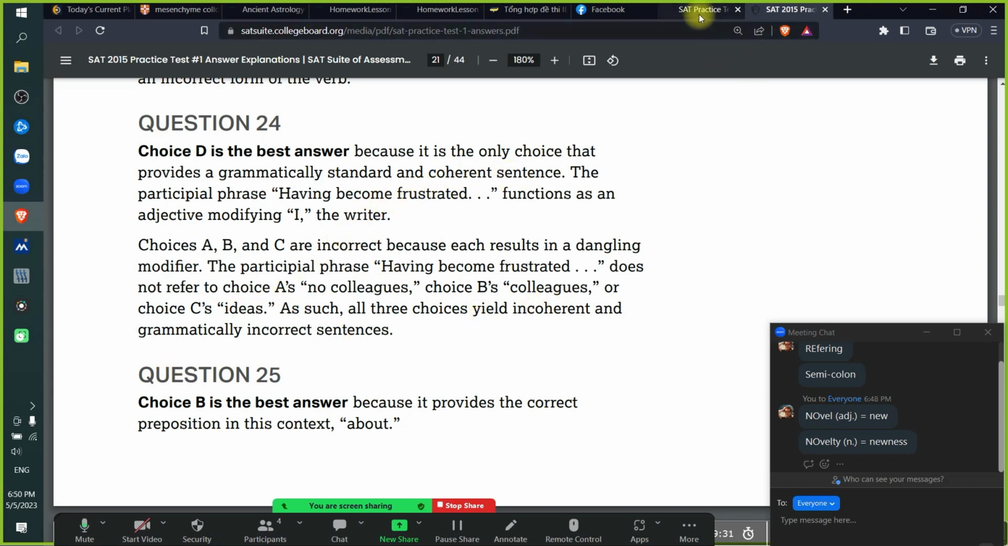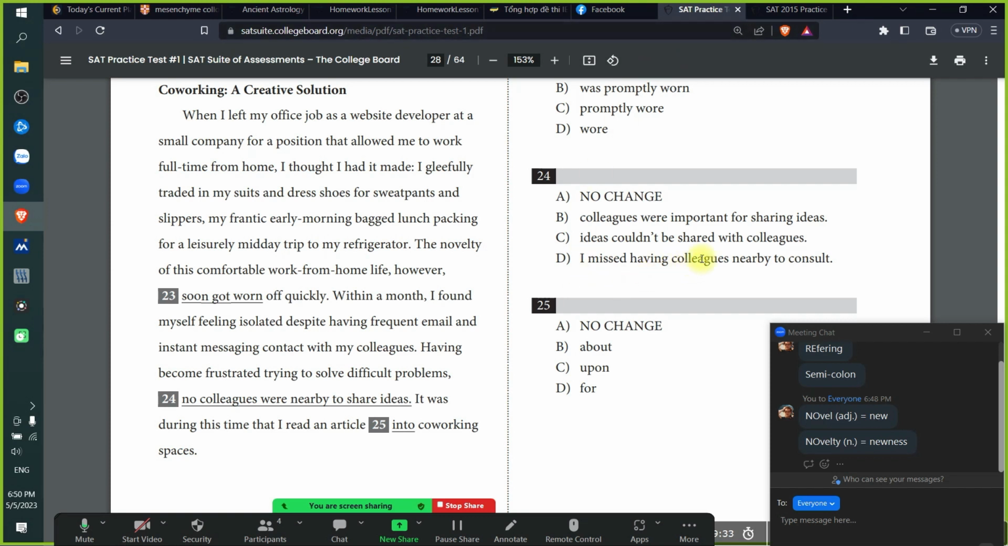Okay, why is it D? I miss having colleagues nearby to consult. Because here, the author starts to use personal pronouns. I found myself here, right? Chỗ này tác giả bắt đầu dùng cái đại từ nhân xưng I với lại myself ở đây rồi.